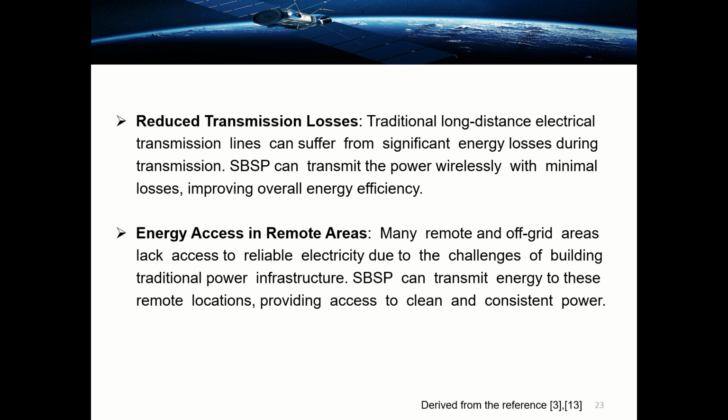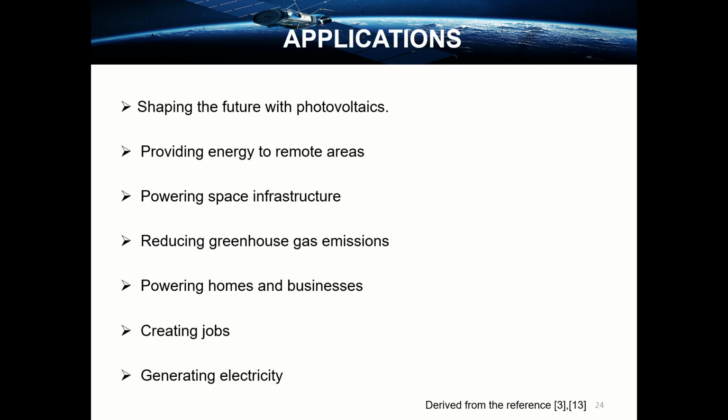Reduced transmission losses. Traditional long-distance electrical transmission lines can suffer from significant energy losses during transmission. Space-based solar power can transmit the power wirelessly with minimal losses, improving overall energy efficiency. Energy access in remote areas. Many remote and off-grid areas lack access to reliable electricity due to the challenges of building traditional power infrastructure. Space-based solar power can transmit energy to these remote locations, providing access to clean and consistent power.